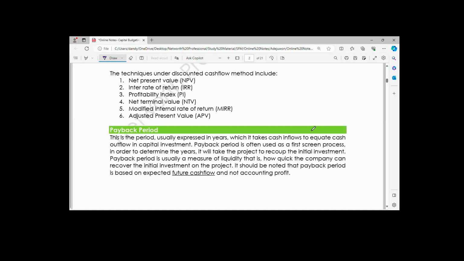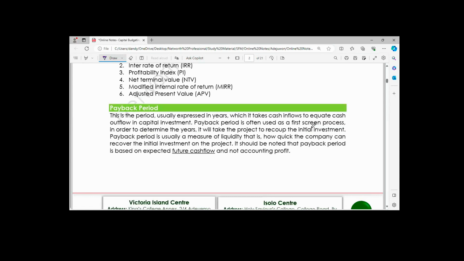So how do you then calculate payback period? There are two ways you can calculate your payback period. You can either use the formula method or the tabular method. Whichever one you use, you are going to get the same answer. But the formula method is only used where you have constant cash inflow.